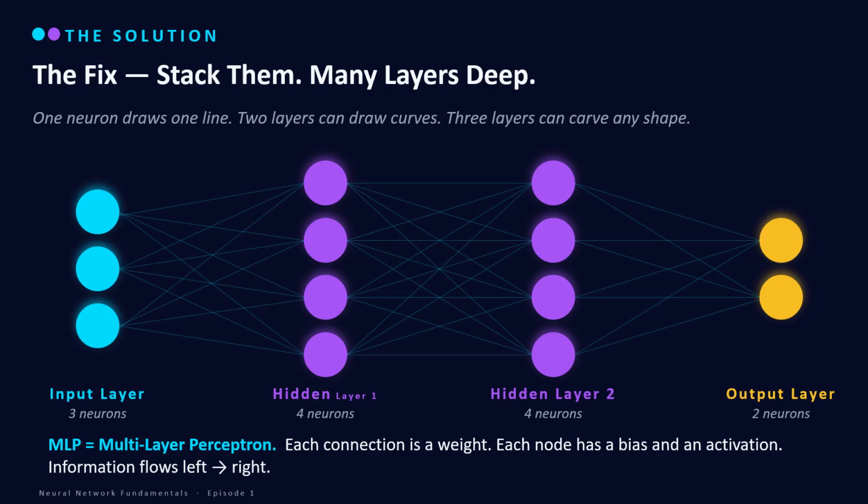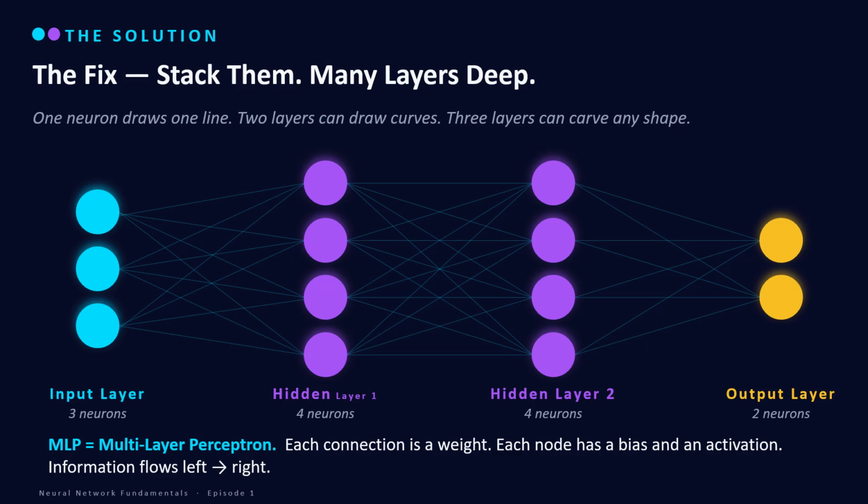What is the fix? Stack them. If one neuron can only draw a line, what if we use many neurons? And what if we put them in layers? Here is how it works. Input layer, your data comes in. Hidden layers, the magic middle where the network actually thinks. Output layer, your answer comes out.